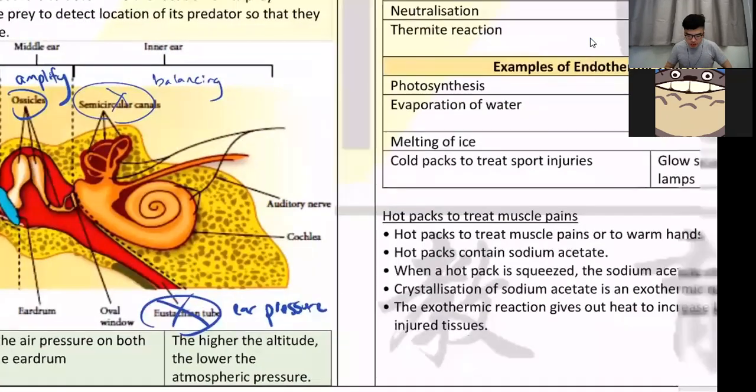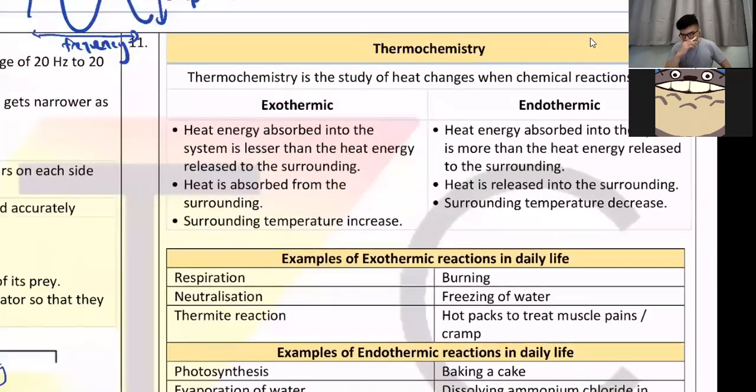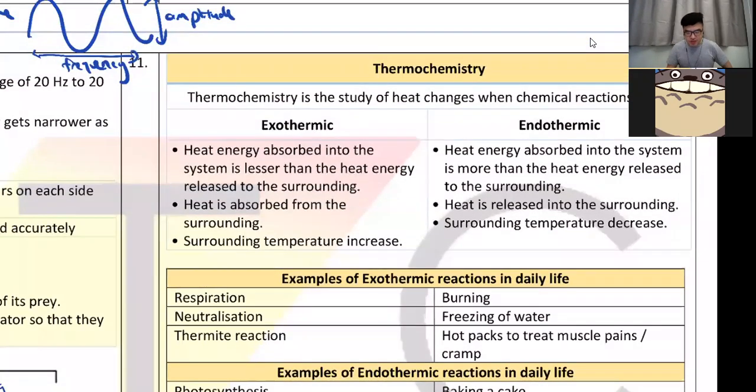All right. So moving on, thermochemistry. Okay, this is really, really simple. You just learn this like this year. What is exothermic? Exo means exit. Heat exiting, surrounding becomes hot. Endothermic, enter. Heat entering, surrounding becomes cold.